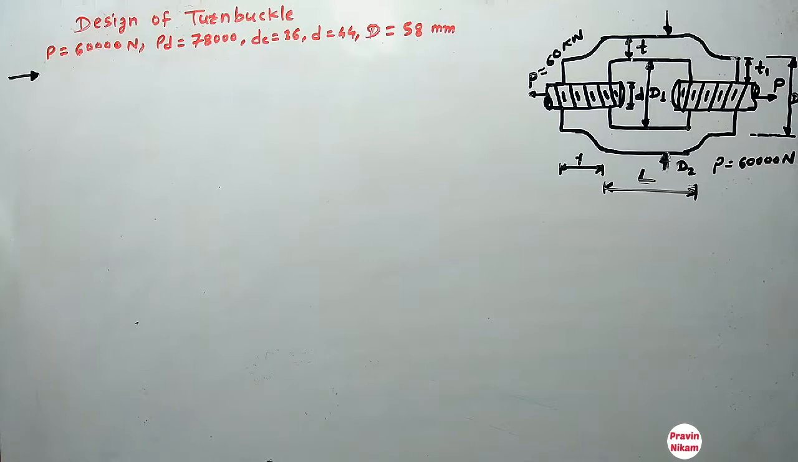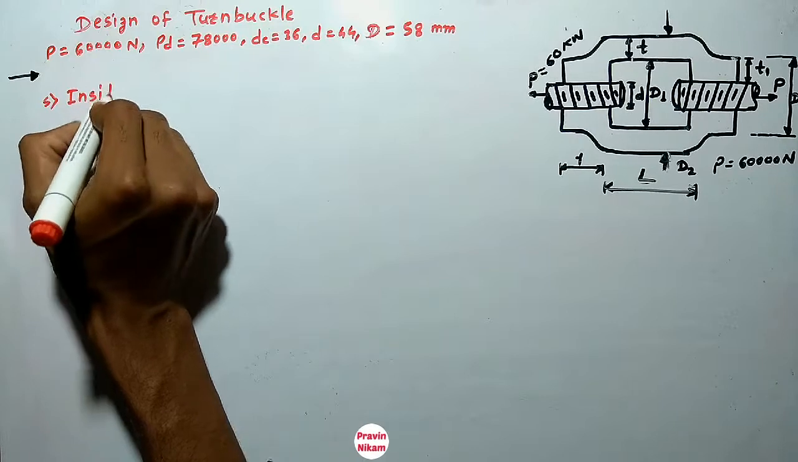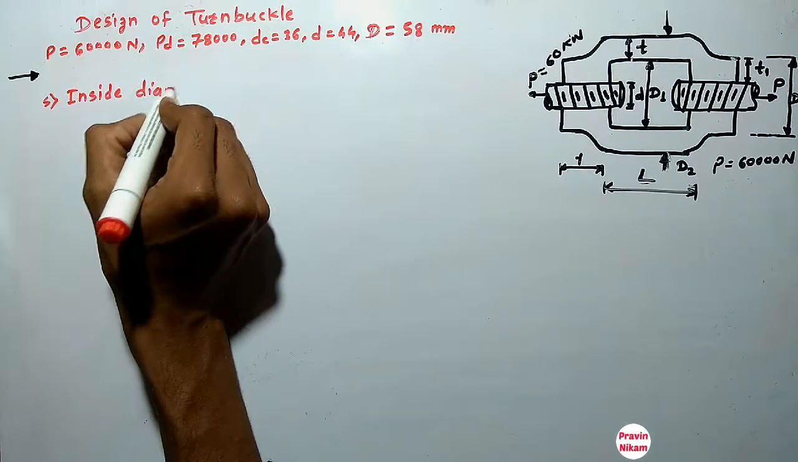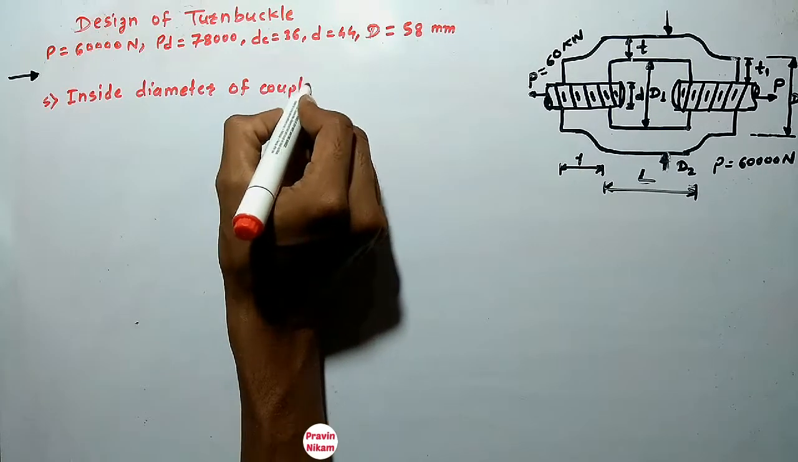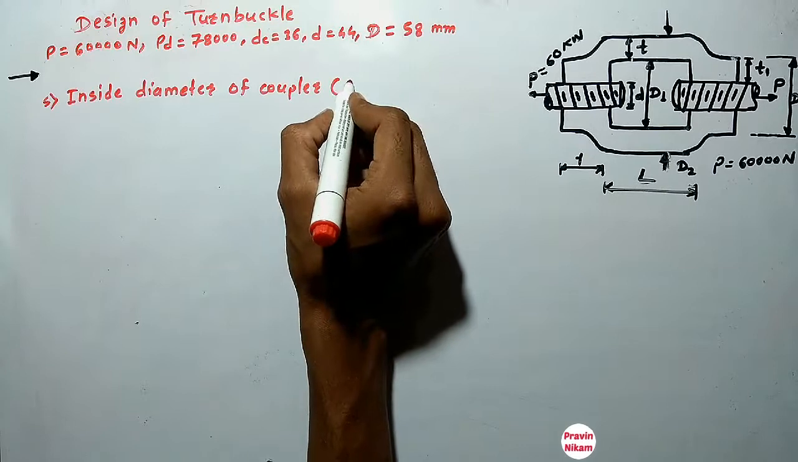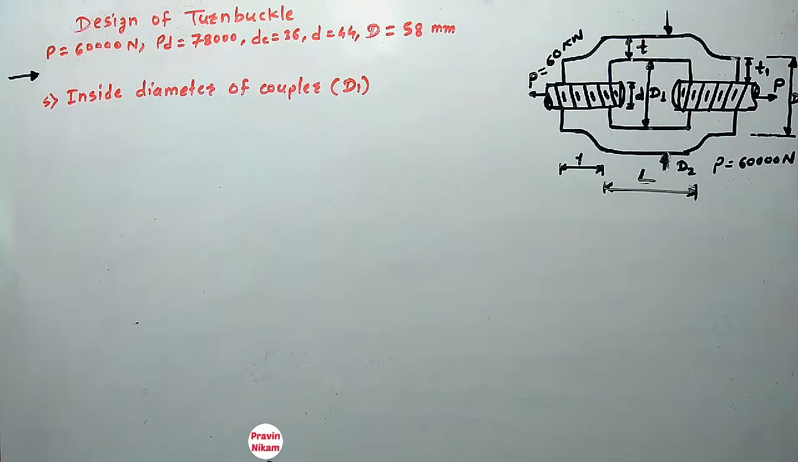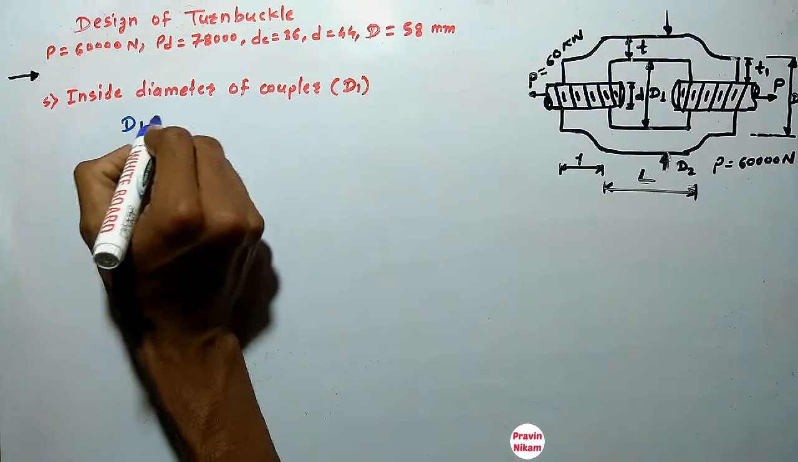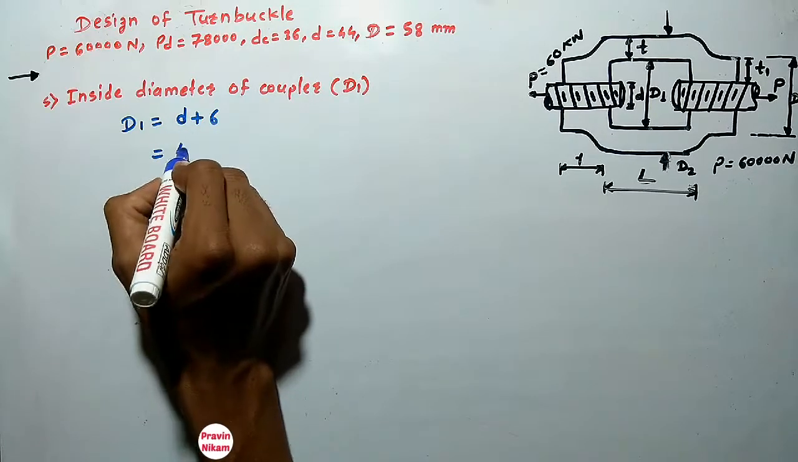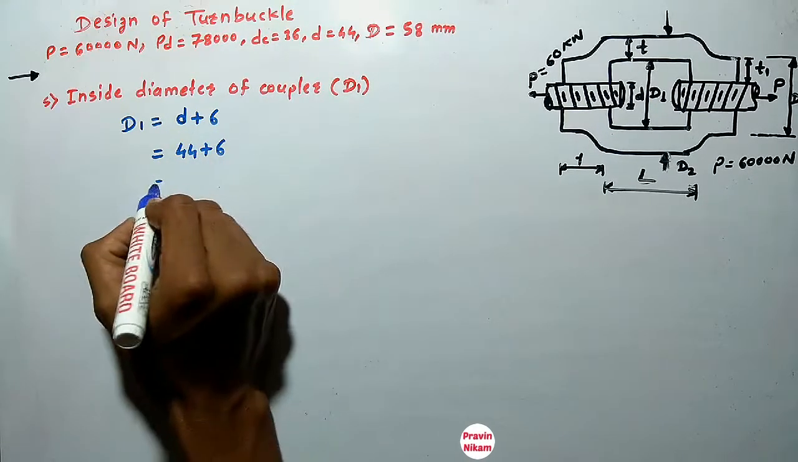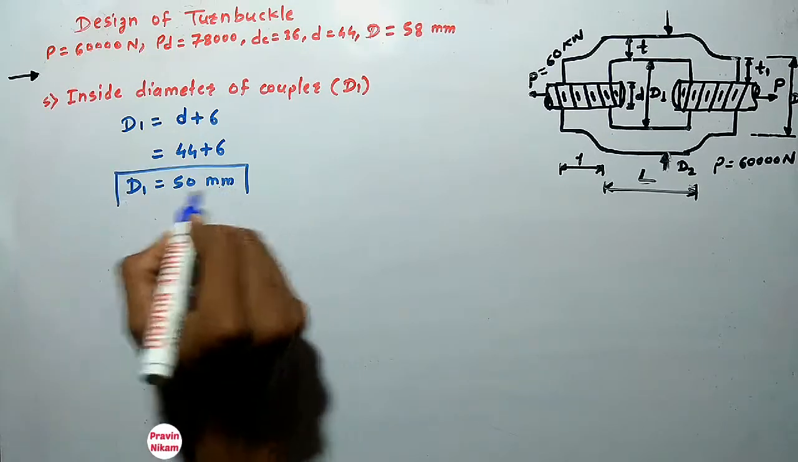Now see the fifth dimension, that is inside diameter of coupler. Inside diameter of coupler, that is D1. For that, an empirical relation is there. So D1 is equal to small d plus 6. So small d is 44 plus 6, that is 50 mm. So capital D1 is 50 mm.